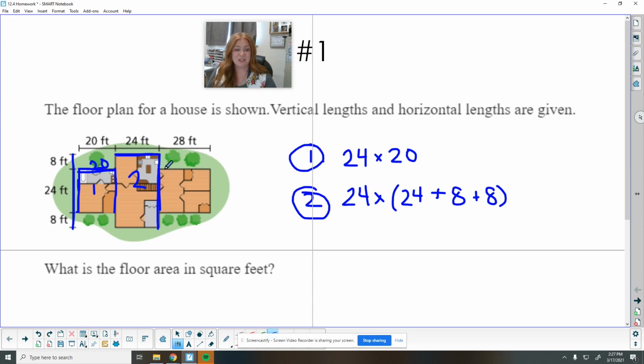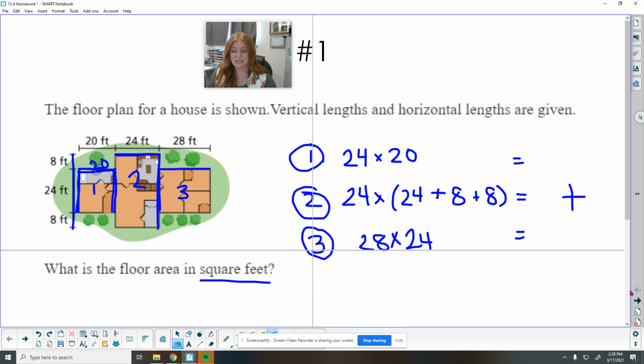And then our third section, the base is 28. So our third section has a base of 28, and then a height, this is the same as this, which is the same as this, is 24. So we're going to do all three of these problems. So first section, second section, third section. And then we want to add our answers together. So whatever these equal, we want to add these all together to find our total area in square feet.